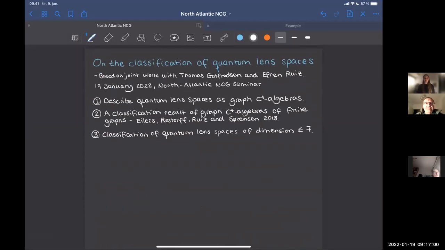So the first thing I want to do is to describe quantum lens spaces as graph C*-algebras. They have already been described as graph C*-algebras, first due to Hong and Szymanski for some quantum lens spaces, and then it was later generalized by Brzezinski and Szymanski to include all quantum lens spaces. But after we had been working on this classification, it was pointed out to us by Efren Ruiz that the description is not always correct. So in some cases, we need another graph, and that's what I want to present for you.